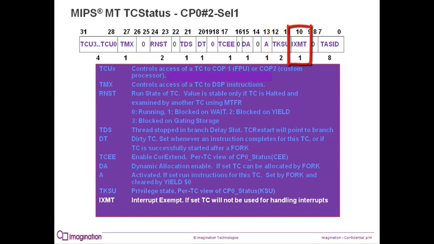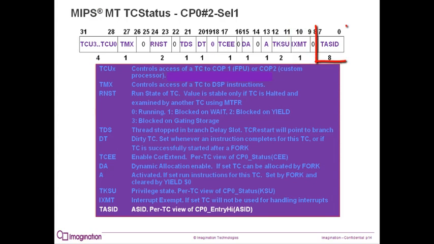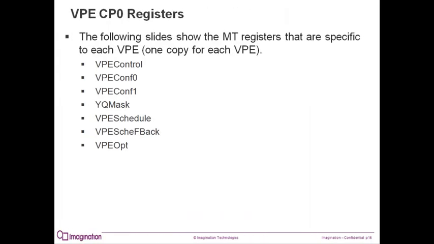If the interrupt exempt bit is set, it exempts the TC from handling interrupts. You can use this to control which TC handles interrupts. The TACID field is a duplicate of the entry high register ACID field. A modification of one of these registers affects both of them. Next, I'll show the CP0 registers that are specific for each VPE.